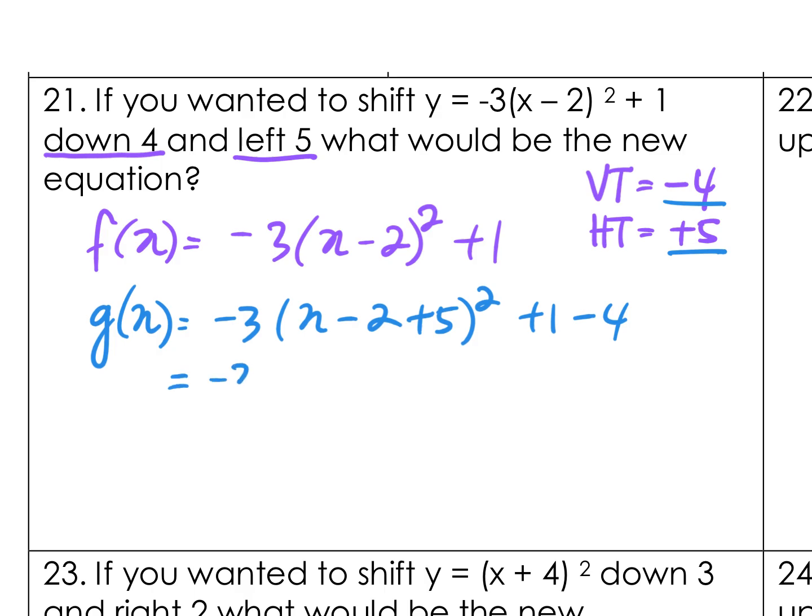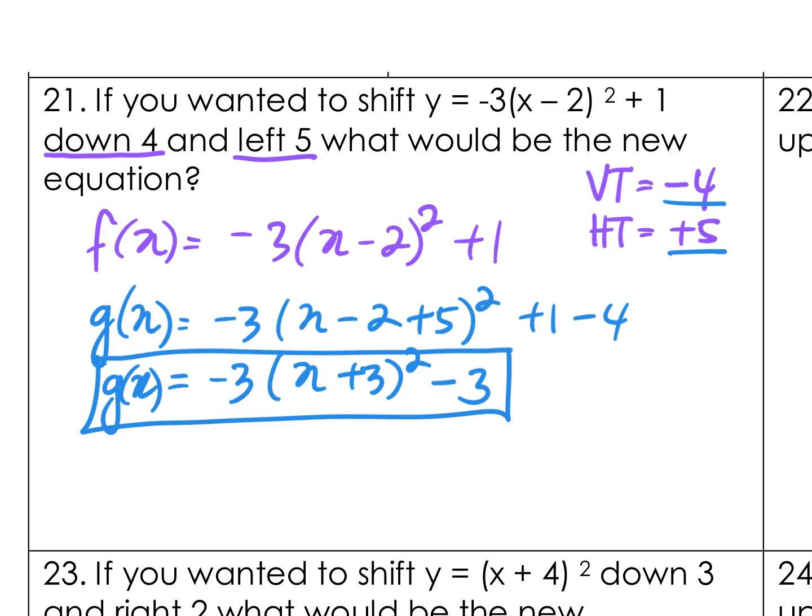So here it's still going to be the same, negative 3 x minus 2 plus 5 is going to give you plus 3 squared, and then 1 minus 4 is going to give you minus 3. So this is going to be your new function in here.